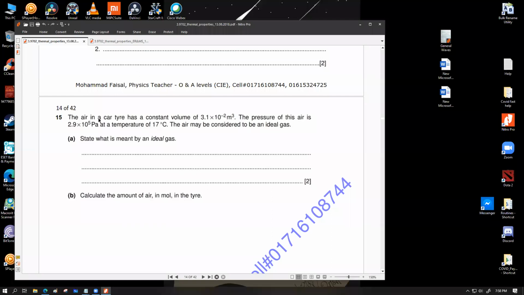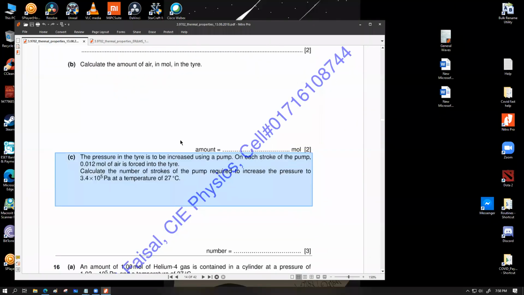The question says the air in a car tire has a constant value of this one. So you have to assume that the internal volume of the tire is the same. So use the same volume, calculate PV equals nRT, and then you just divide and you get the number of strokes. Now, important bit, how should we circumvent the problem with the fraction value of this quotient that I'm going to discuss.